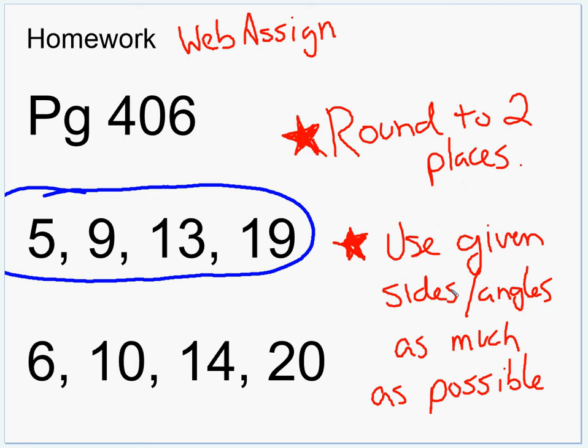And always use the given sides and angles as much as possible. When you find a missing part, you might round it off a little bit. If you use that in a later computation, more error will grow because you're using stuff that was rounded off.